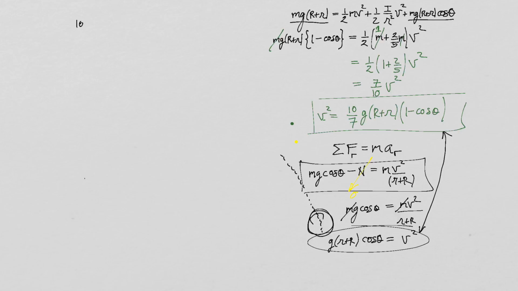Okay, so here we go. We must have that 10/7 g times big R plus little r times 1 minus cos theta must equal g times little r plus big R times cos theta. And tons of stuff cancels out here, amazingly. G times little r plus big R cancels g times little r plus big R. And now we just have a very simple equation left. We have 10/7 minus 10/7 cos theta equals cos theta.